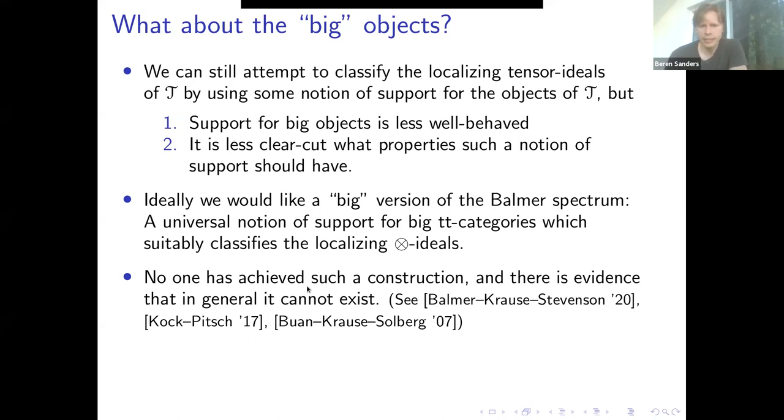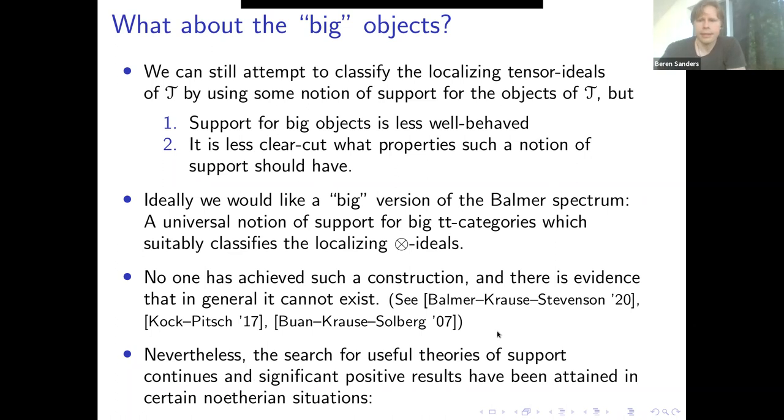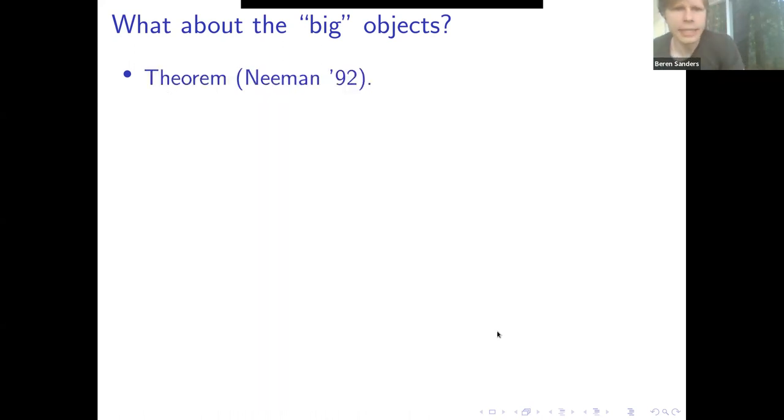For that, I have some references. For those of you who are maybe a little more familiar with some of this stuff, the idea is that the collection of localizing tensor ideals, if you think of that as a lattice, is not necessarily a spatial frame. You can look in these references if you're interested. Nevertheless, even though we don't have a big version of the Balmer spectrum, there's still work to be done in obtaining useful theories of support for big objects that could be helpful in classifying the localizing tensor ideals of these categories. And in fact, a lot of quite positive results have been attained, at least under some kind of Noetherian hypotheses. The original example is due to Neeman.